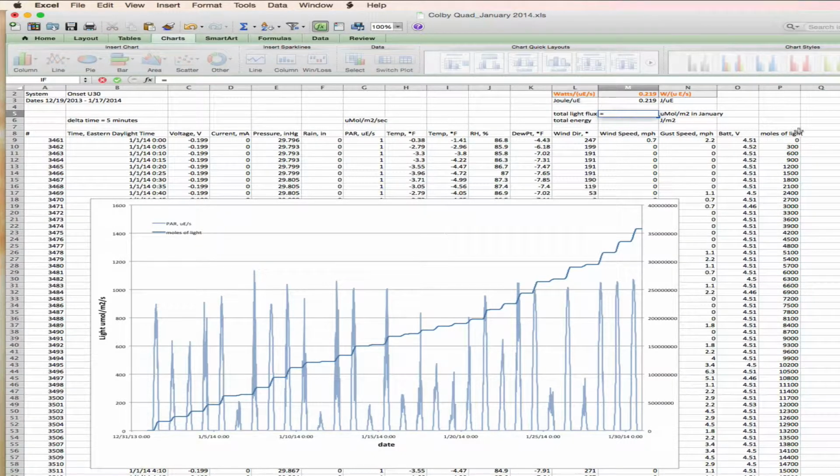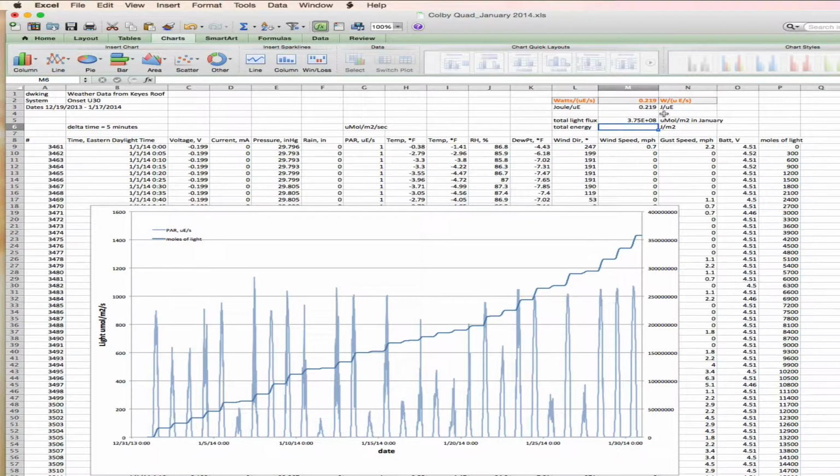I will set those two equal to each other: 3.75 times 10 to the 8 micromoles per meter squared of photons in the month of January. I happen to have the conversion of joules to micro-Einsteins. There's 0.219 joules per micro-Einstein at 500 nanometers, in the middle of the visible spectrum. So I'll multiply, and the micro-Einsteins will cancel. My units will be in joules, and I end up getting 8.2 times 10 to the 7 joules per meter squared. That turns out to be the equivalent of shining a 30-watt light bulb on a meter squared area of the roof over the entire month.